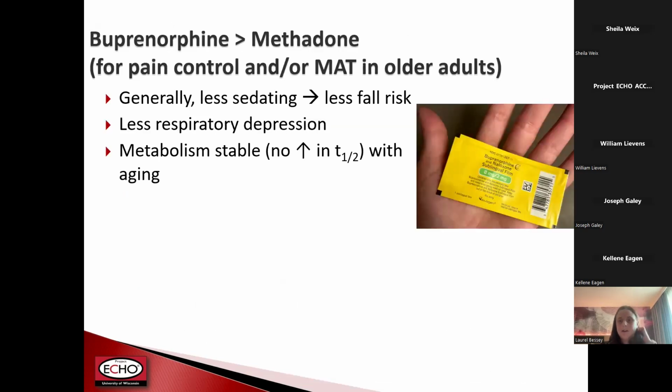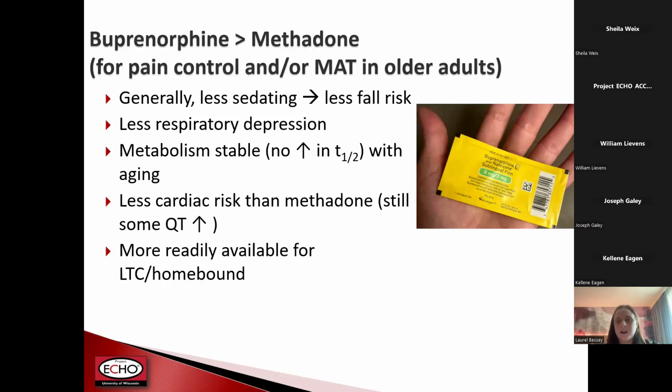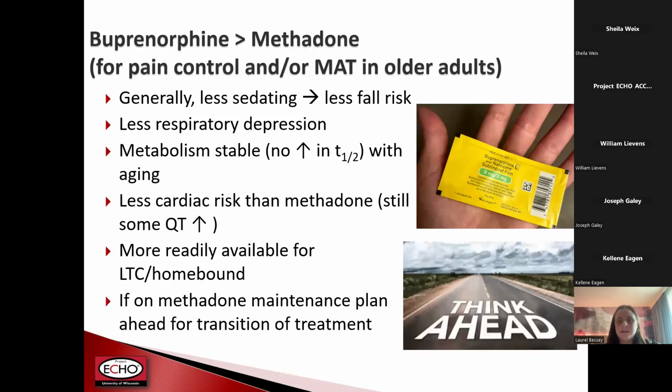And then buprenorphine is considered first line over methadone for pain control, tends to be less sedating, can have less fall risk because of that, and is less known to have respiratory depression. The metabolism remains stable into older adulthood, there is somewhat less cardiac risk than methadone, and it's more readily available for people who are homebound or in long-term care. So if people are on a methadone maintenance plan, try to think ahead about transitioning them to buprenorphine, maybe even in their 50s, just to reduce barriers to care in the future. Next slide.